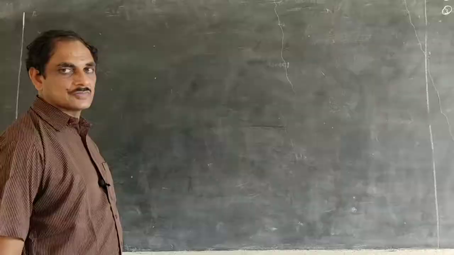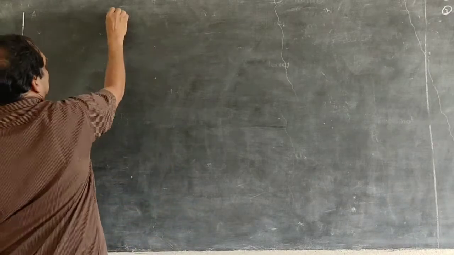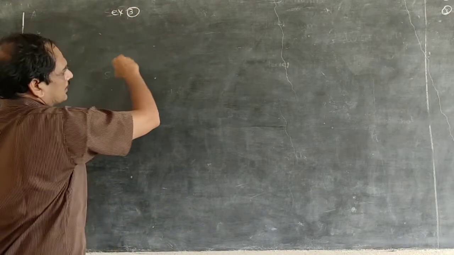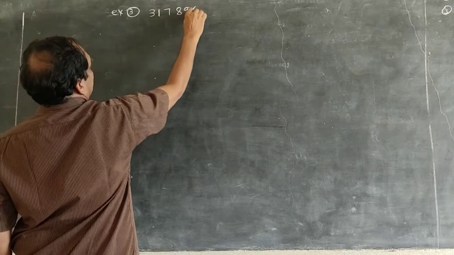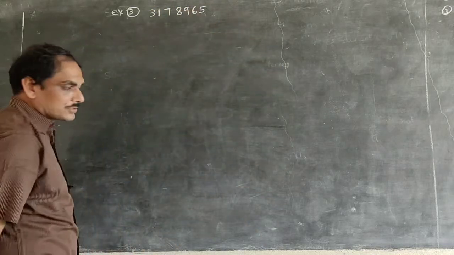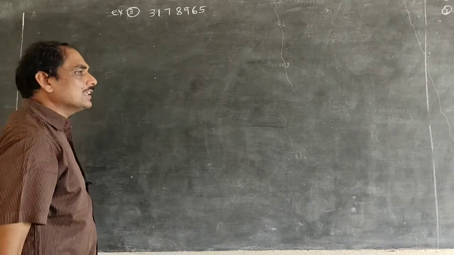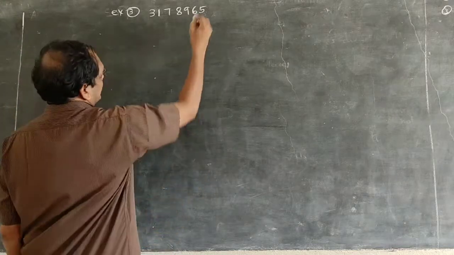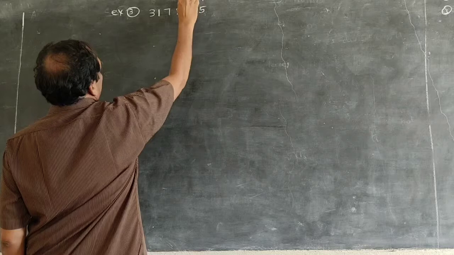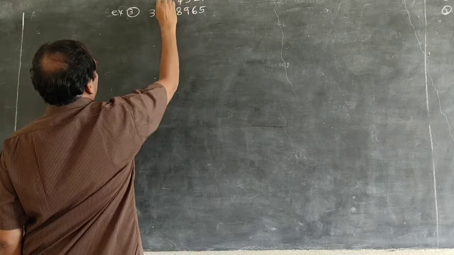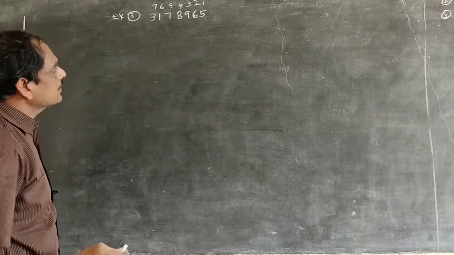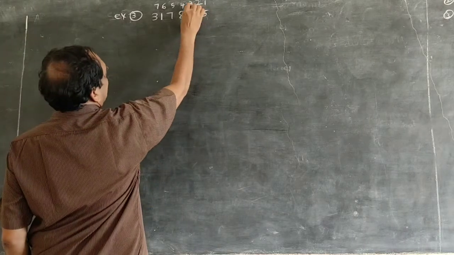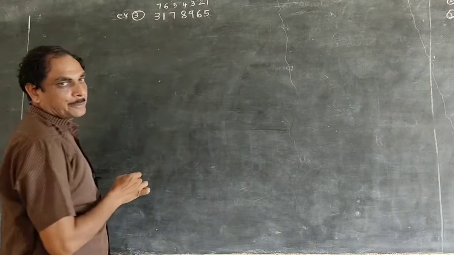Next, third example. Example 3 is 3178965. So here also first we write the places 1, 2, 3, 4, 5, 6, 7 from the right side. So the right side 1, 3, 5, 7 are odd places.